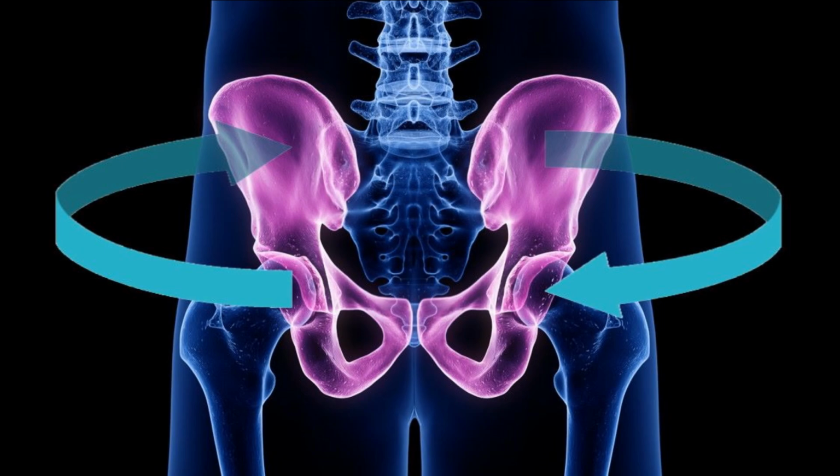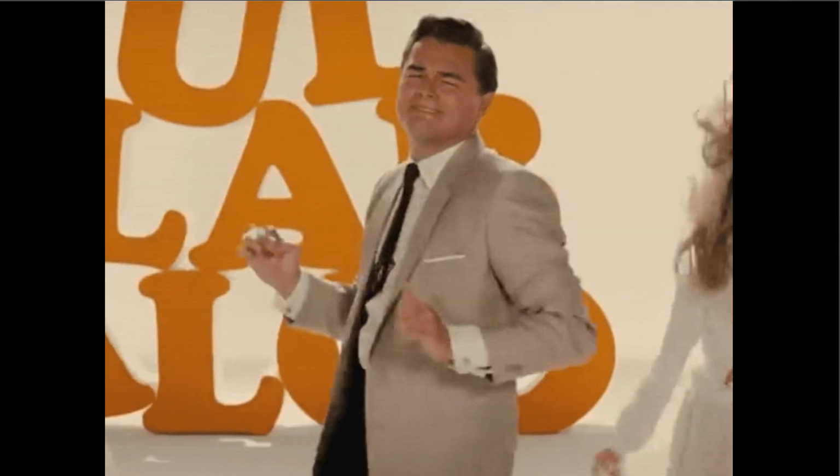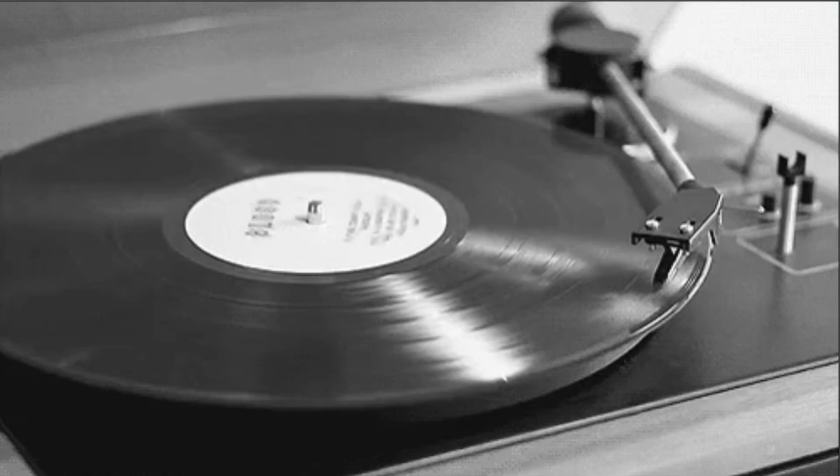Today I'm going to talk about pelvic rotation. This is different than pelvic torsion, in which the pelvis is twisted like this. So when I say pelvic rotation, I mean what happens when the whole pelvis turns to the left or the right on the transverse plane. This is the movement your pelvis would make if you were doing the twist. You can also imagine a record player or a lazy Susan.